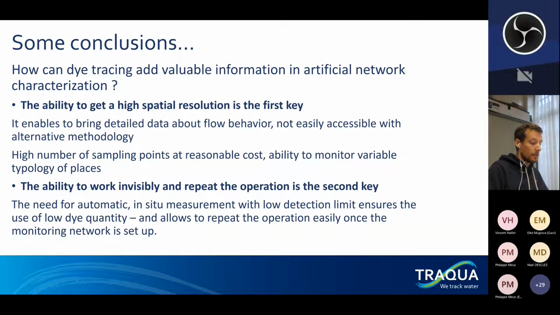And the second key we found is the ability to work invisibly and to repeat the operation. If you have an automatic network of in-situ measurements with a high and precise detection limit, and that ensures the use of a low quantity of dye, then you can work with trial and error procedures and adjust your methodology at low cost and easily collect a lot of valuable data for different hydrological conditions or different conditions in the system.